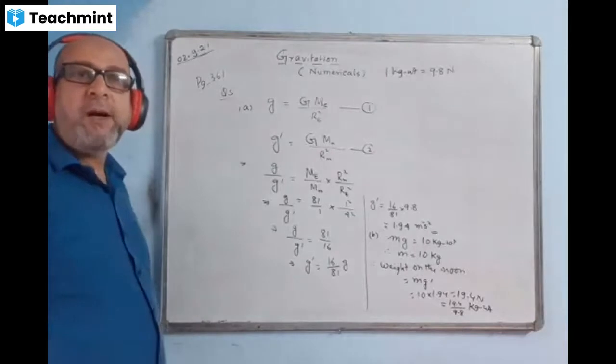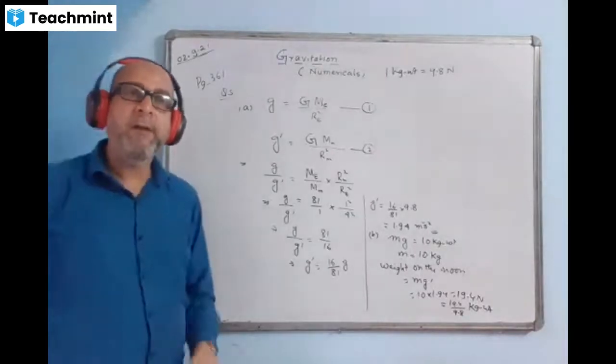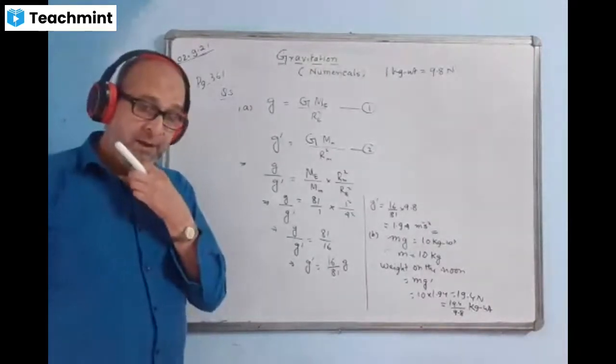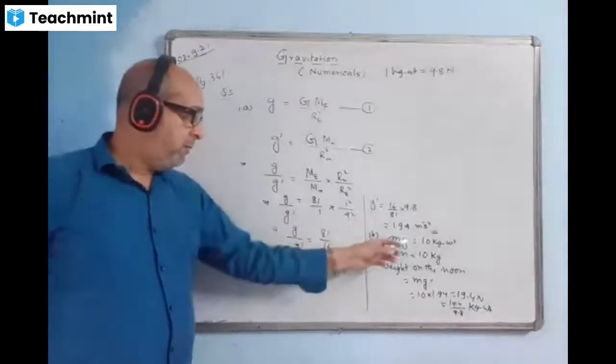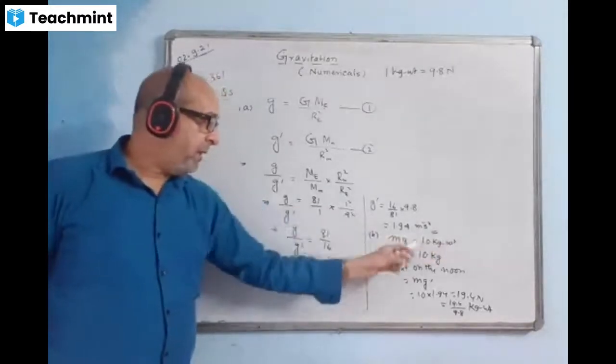In 1 kg weight, the mass will be 1 kg. In 2 kg weight, mass is 2 kg. In 40 kg weight, mass is 40 kg. Same way, 10 kg weight, what is the value of mass? 10 kg.